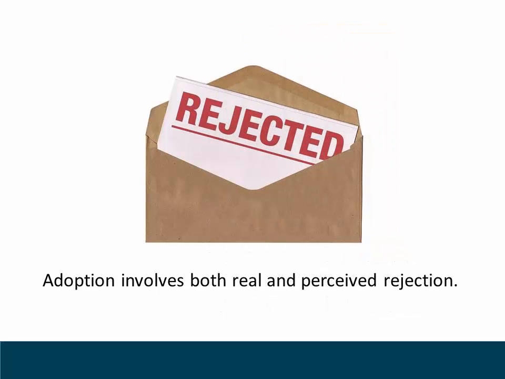The second core issue is rejection. Adoption involves both real and perceived rejection. An adopted child often wonders what was wrong with them to cause their adoption, which can cause hypervigilance for fear that their adoptive parents will reject them as well if they don't live up to expectations. Adopted persons often become very sensitive to rejection, which may result in clingy behaviors, anticipation of rejection, and misunderstanding feedback or criticism as outright rejection. Adopted persons may also reject others to avoid having to deal with the potential rejection by others.